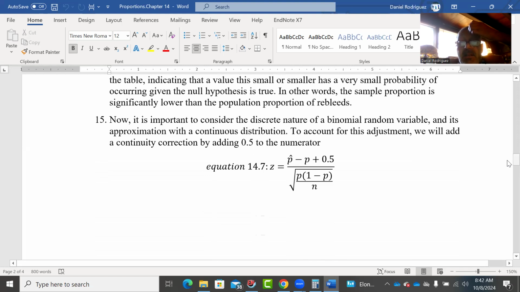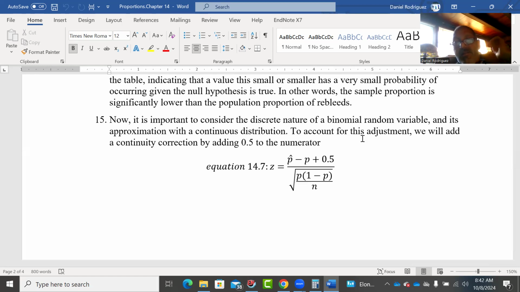Because we're dealing with discrete variables and then working with a supposed normal distribution, well, a normal distribution, using the... what did I say?